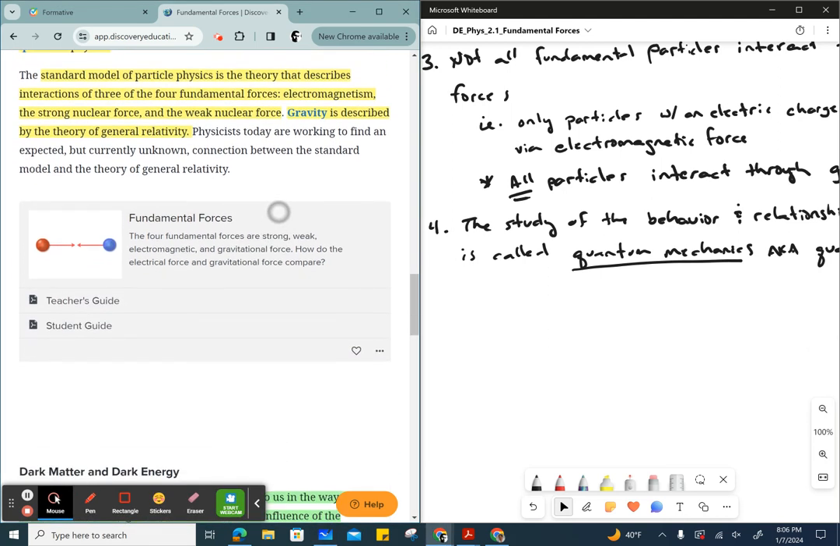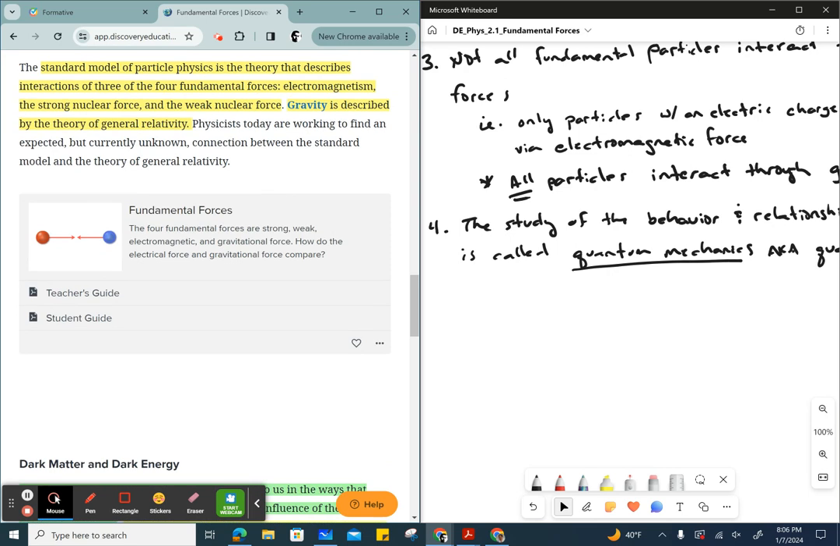The standard model of particle physics is a theory that describes the interaction of 3 of the 4 fundamental forces: electromagnetism, strong nuclear force, and weak nuclear force. Okay, so that's called the standard model of particle physics. It's funny they don't have that bold print at all, but let's go ahead and make a star here.